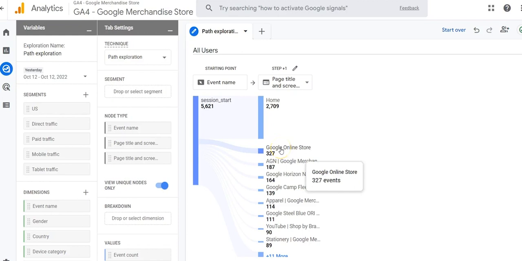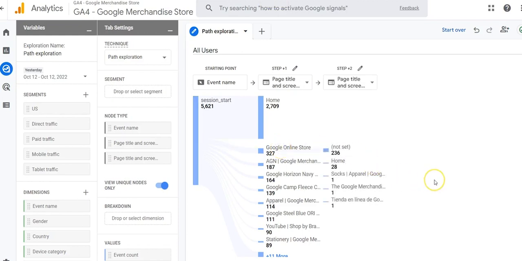Let's take a look at what happened to the people who went to the online store. We had that mysterious not set. And then we see people went back to the home page. We see there was socks, some other things that happened here. What are we not seeing? I don't know about you, but what am I not seeing? I'm not actually seeing any of those people making it to the shopping cart.